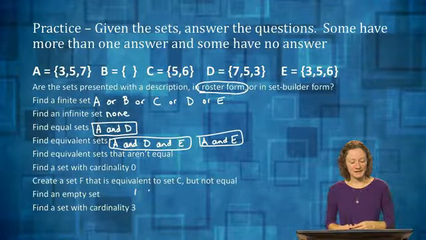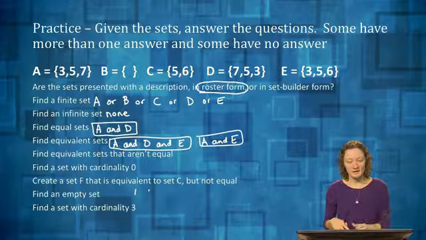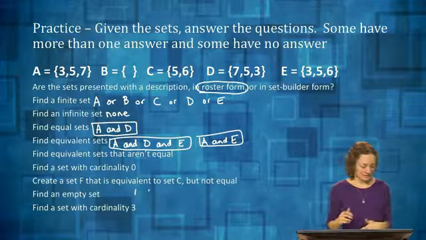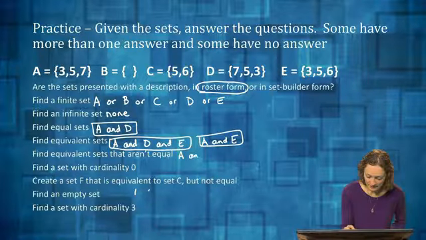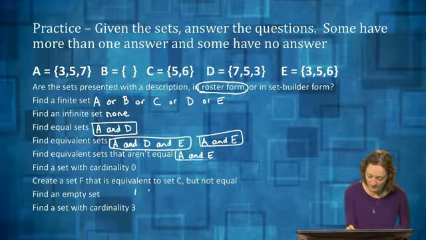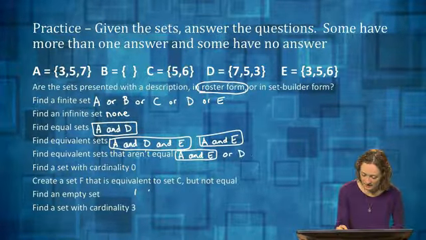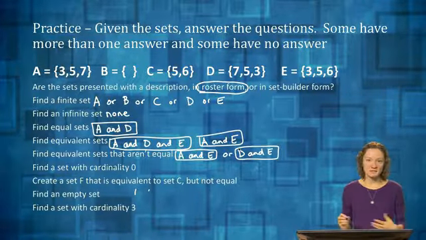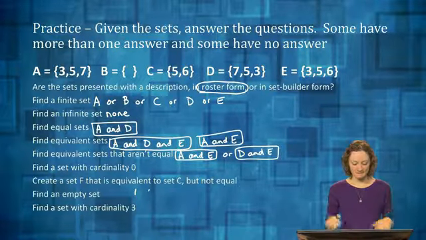Okay, the next one, find equivalent sets that aren't equal. So equivalent sets, meaning they have the same number of elements, that aren't equal, so they have different elements. So you had 2 choices here. You could have said A and E. They both contain 3 elements, but those elements are different. Or you could have said D and E. Each of these has 3 elements, but those elements are not the same. Some of them can be the same, they just can't be completely the same.